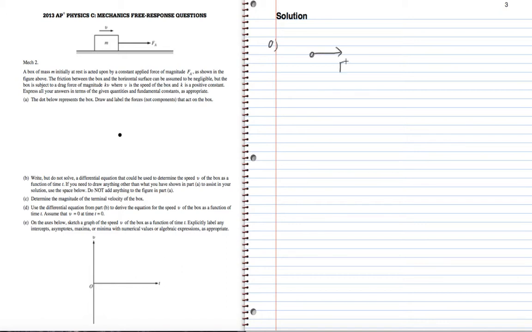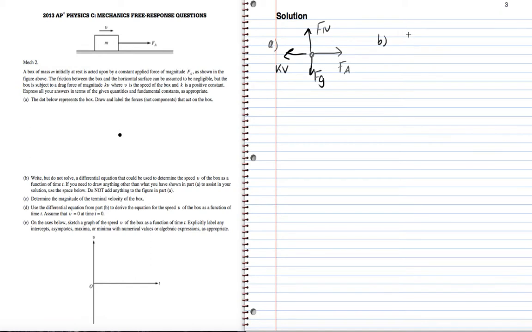So we've got an applied force. We have this kV going backwards force, the drag force. We have a normal force pointing up, and we have the weight of the object pointing down. Make sure you label all of those forces. Now it says write, but do not solve a differential equation, so let's go ahead and do that.